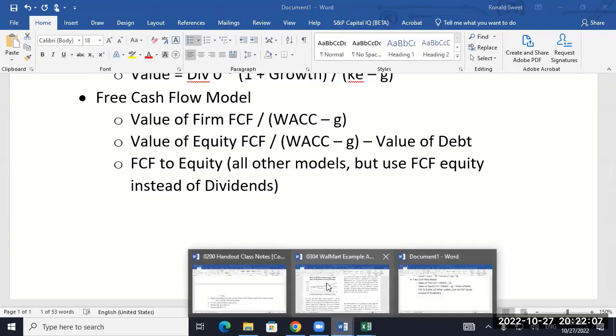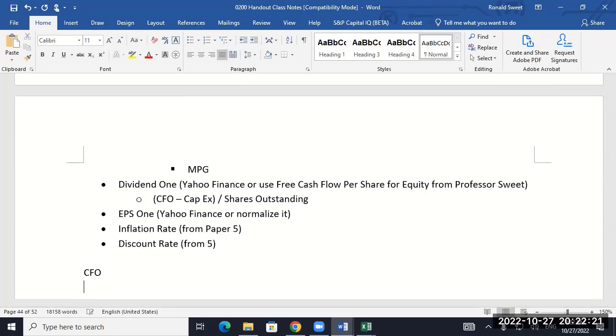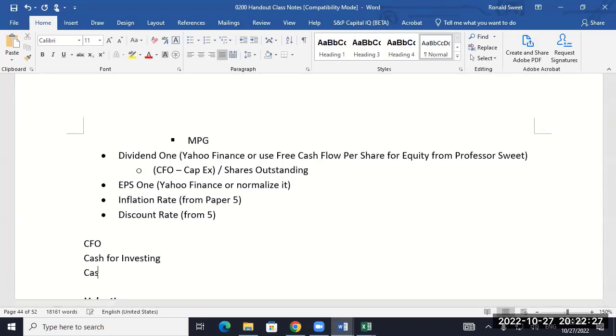Over here, what did I say? Use CFO. Is CFO net of interest expense or gross of interest expense? You remember that? This is on the CFA exam. You have cash from operations, cash from investing, and cash from financing. Financing is dividends, debt, stock issuance.